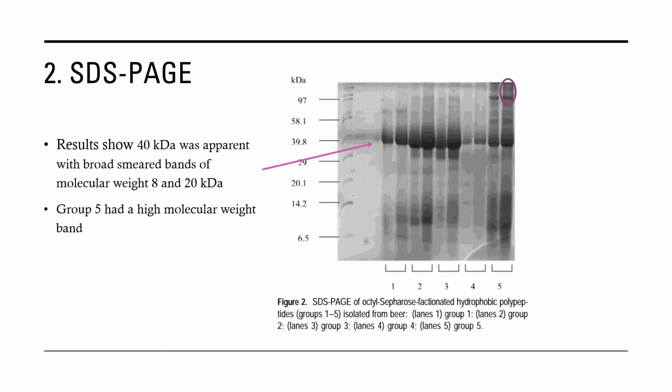After this, they continued to do SDS-PAGE, and the results are shown here to the right. And it showed that there is a 40 kilodalton broad smeared band here, and also group 5, which is shown here to the right, had a molecular weight band that was higher than the rest of them, and that's circled.